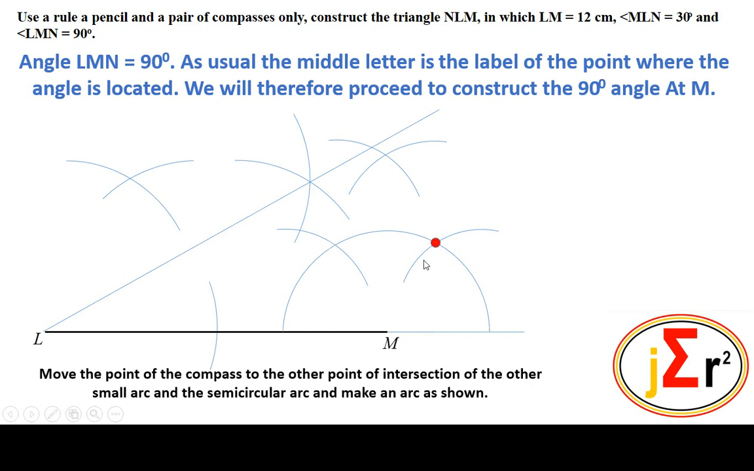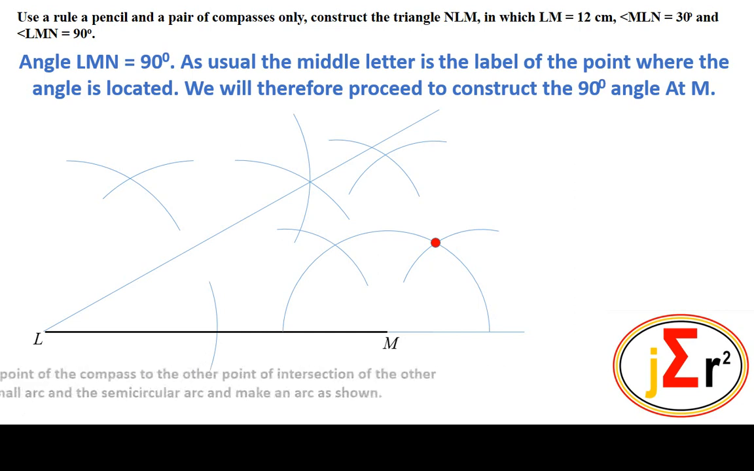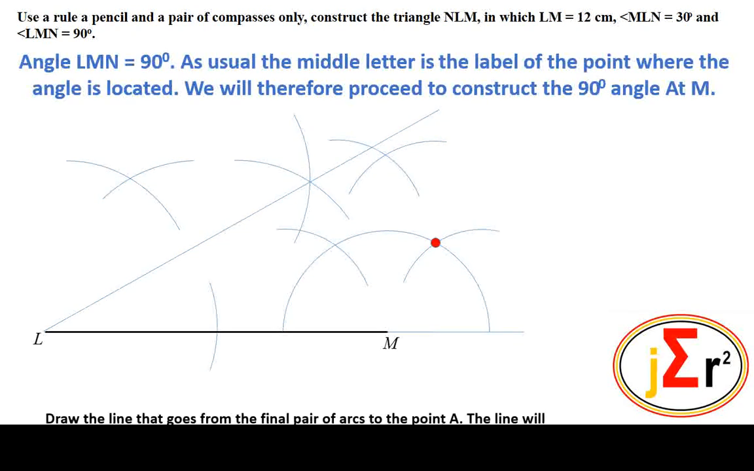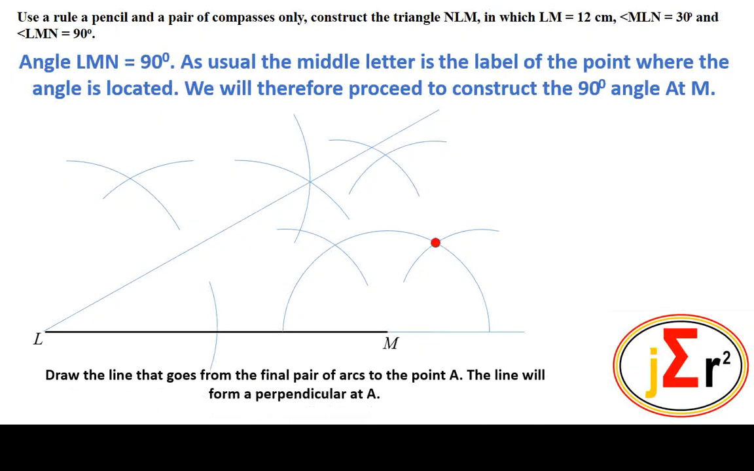So it might look like a whole heap that is like a code or a horrible puzzle, but in fact it is very simple. What do we do next? Finish the 90 degrees angle. Draw the line that goes from the final pair of arcs to the point. The line will form a perpendicular.